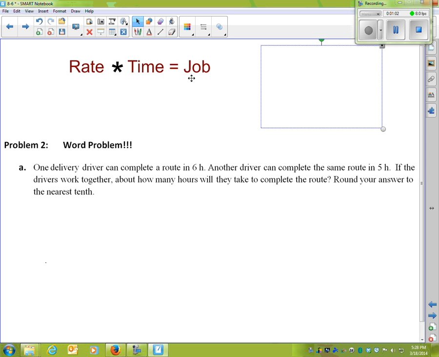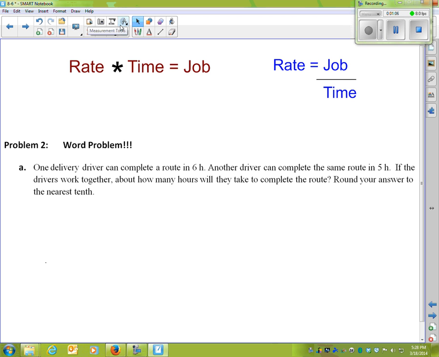I can change this equation up a little bit, and if I need to come up with the rate something's done. So if I have 3 routes and it takes me 3 hours to do them, then I have 1 route per hour. You take the job that you have to do divided by the time you do it, that gives you the rate that you're working. So let's keep these in mind as we go through our first example.